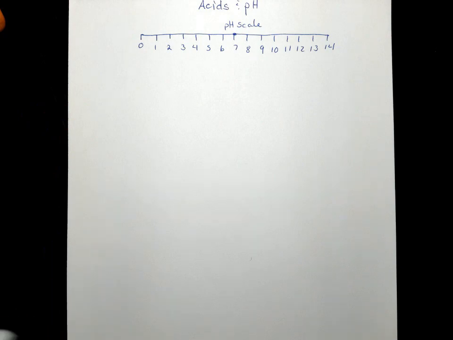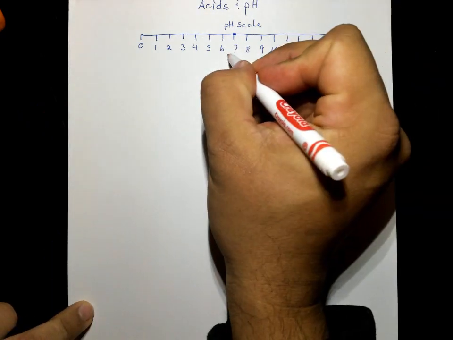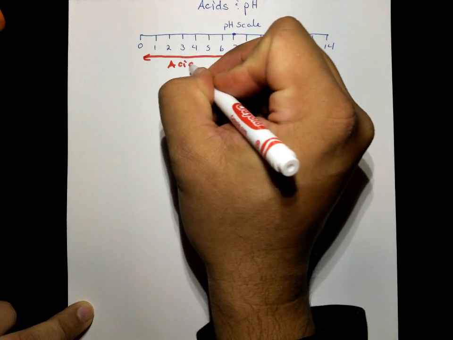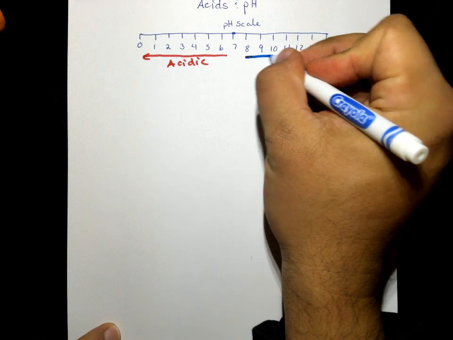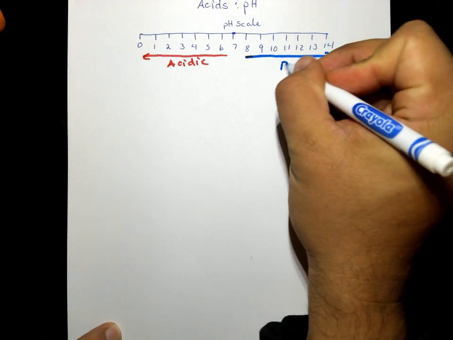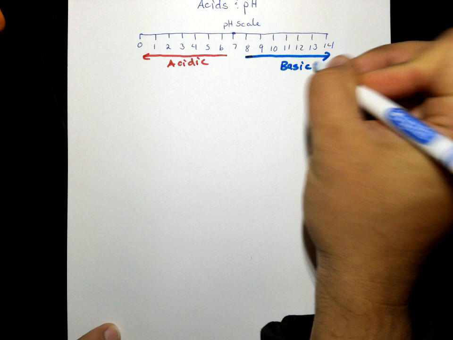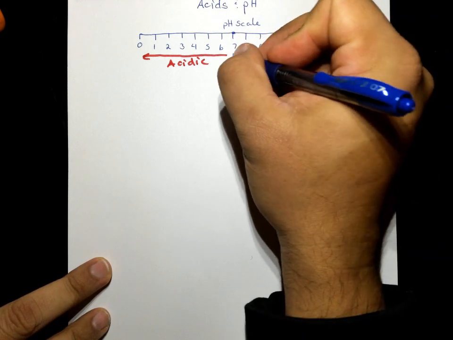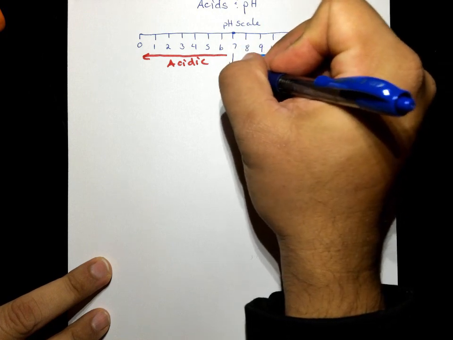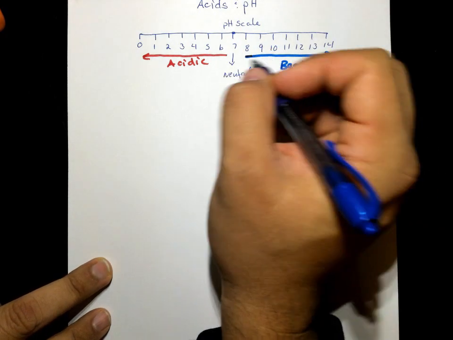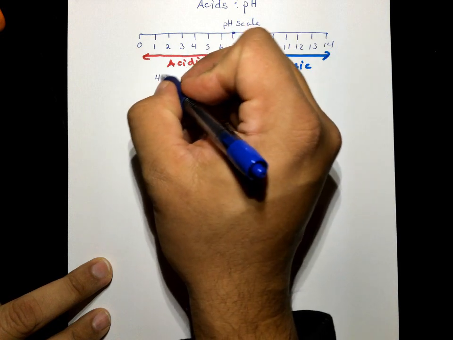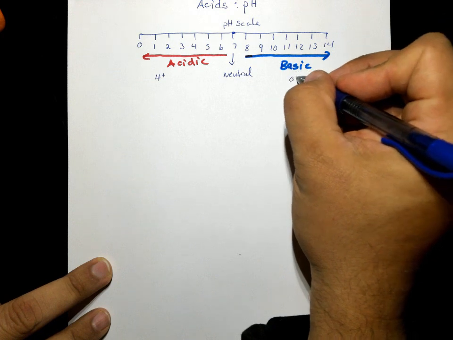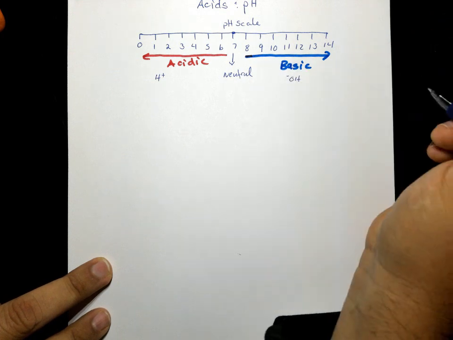And you learned that anything lower than 7 is acidic. Anything greater than 7 is basic or alkaline. And if you got 7 exactly, then that is what we call neutral. So that means the more acidic you are, the more H+ ions are in solution. The more basic you are, the more hydroxide ions are in solution.